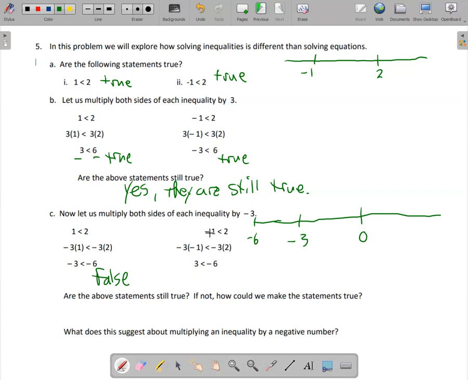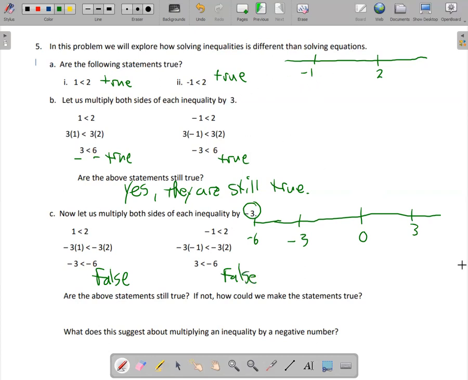Similarly, check this one out. If I multiply by -3, -3 times -1 is +3. -3 times +2 is -6. This says 3 is less than -6. Let's see, isn't 3 like way over here? No. -6 is way over there. This is false also. So here's the trick.